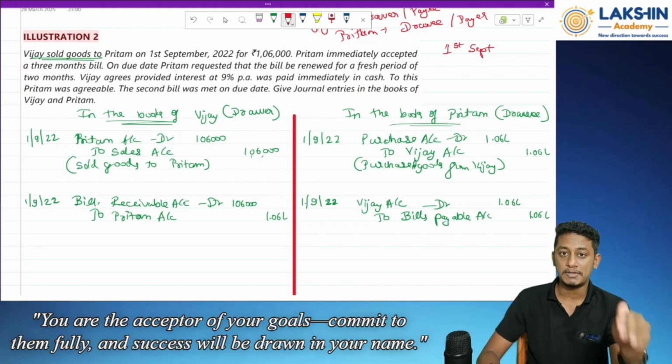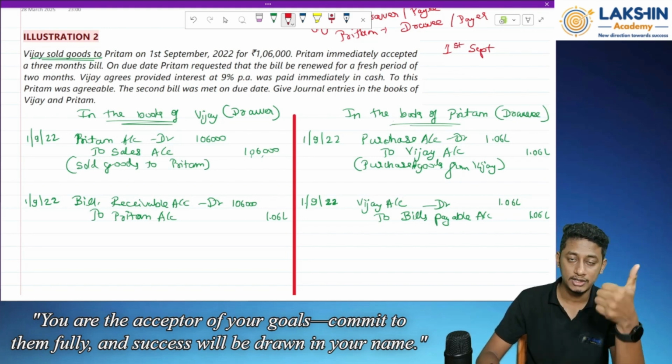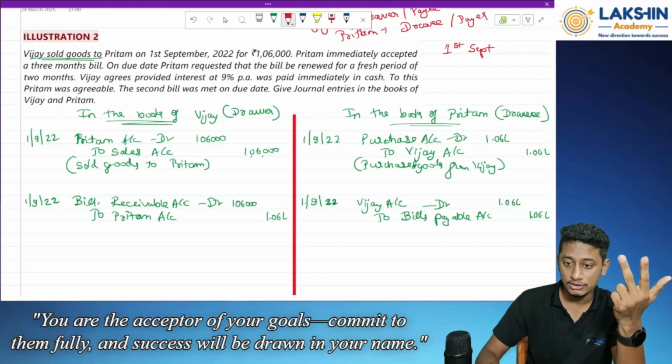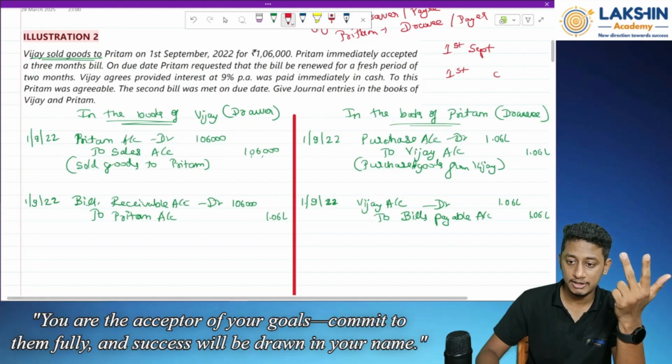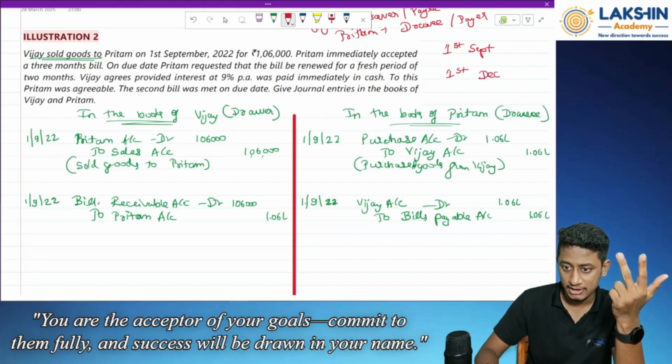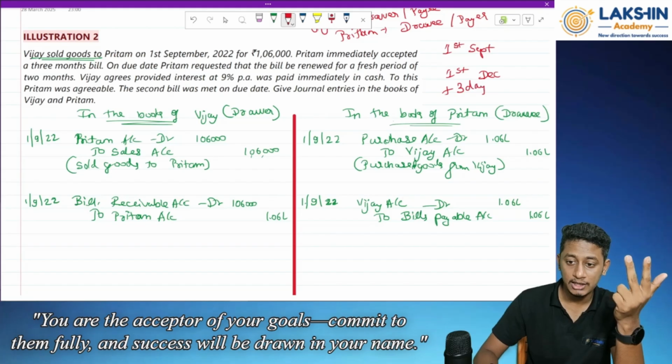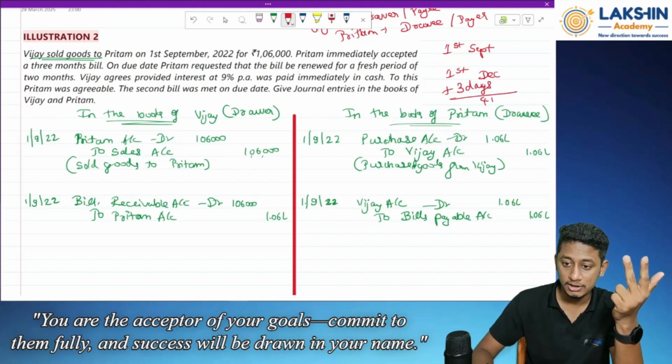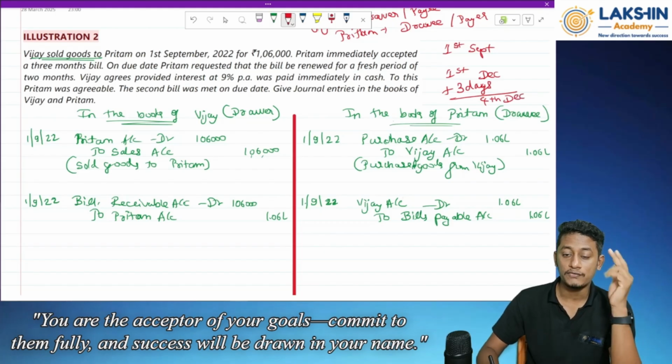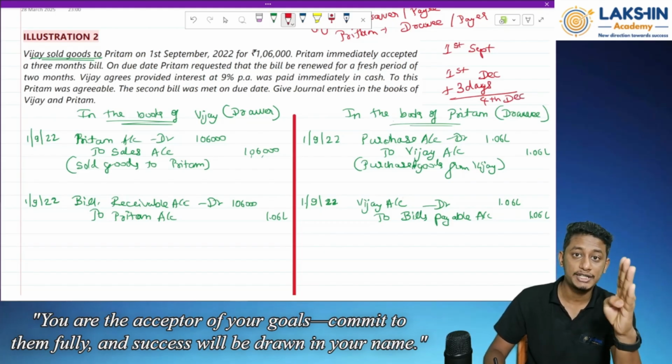So from 1st September, 3 months will be how much? September full month, October, November. So 1st of December will be 3 months end. Plus what? Plus 3 days. That is my grace period. So the total will be how much? 4th of December. So on 4th of December the bill will be due.